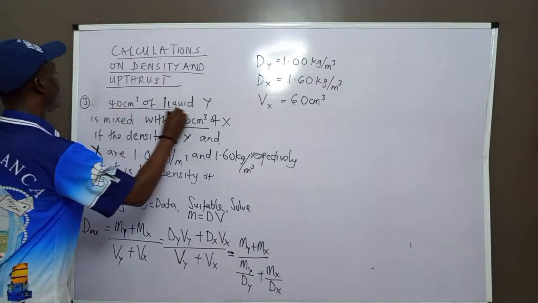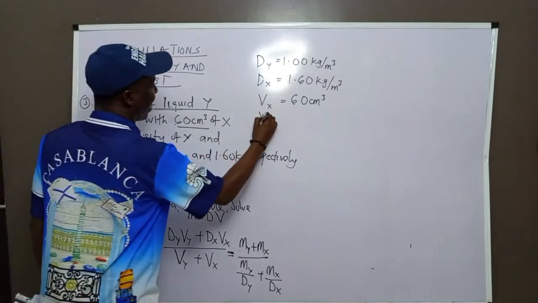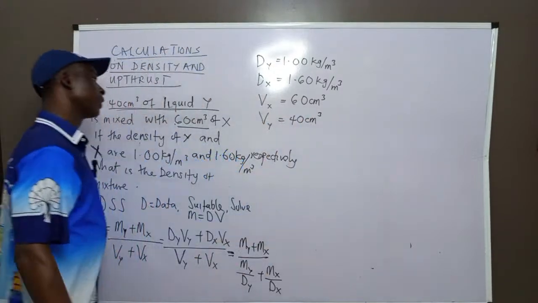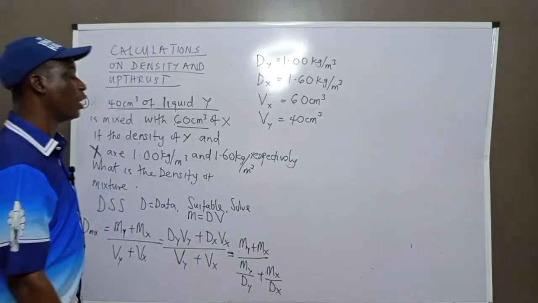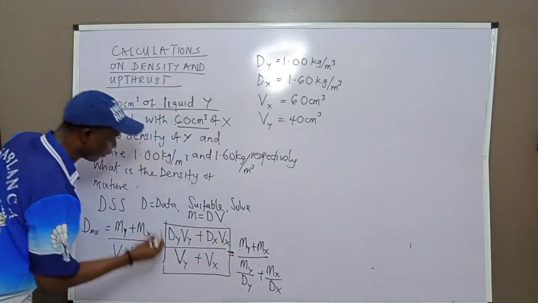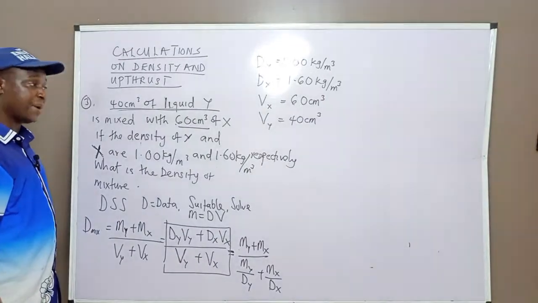What about the volume of y? The volume of y is what? 40 centimeter cube of y. Now, having known that, what you just need to do is what? The best formula to be used for this question is this one that I circled.